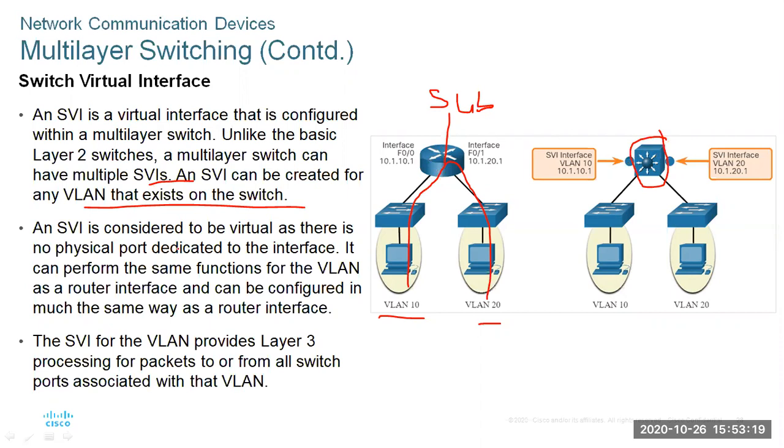So an SVI is considered to be virtual as there is no physical port designated or dedicated to the interface. It can perform the same functions for the VLAN as a router interface and can be configured in much the same way as a router interface. So the switch virtual interface for the VLAN provides layer 3 processing for the packets to or from all switch ports associated with the VLAN.